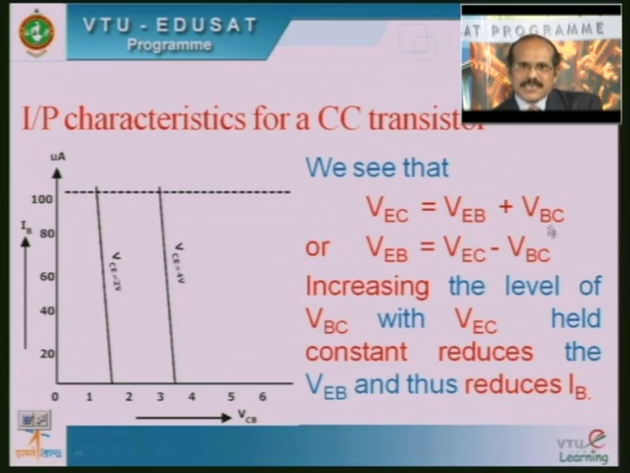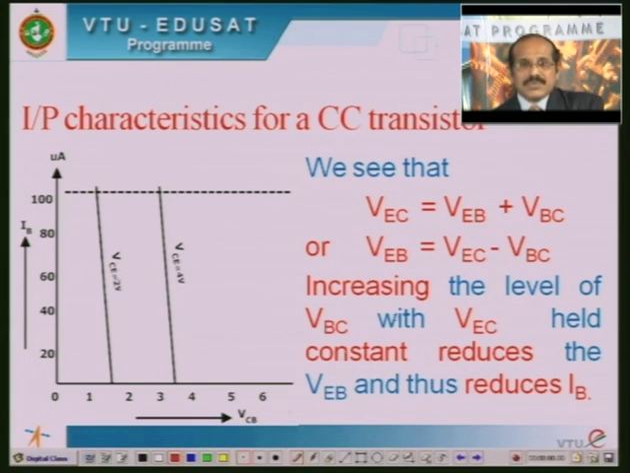Input voltage increases, okay. What happens to VBE? It will decrease, because there is a negative sign there. Whenever there is an increase in the VCB, which is the input voltage for the common collector configuration, the VBE will decrease. So when VBC increases, VBE will decrease, only because of the negative sign attached to VBC here.